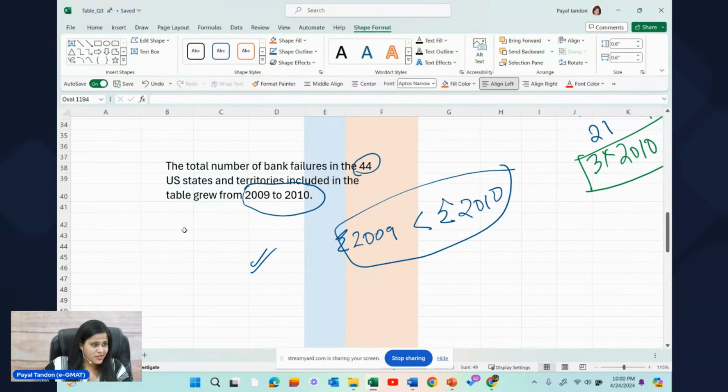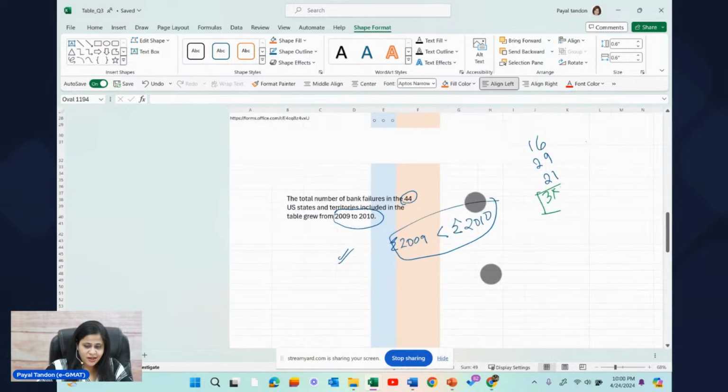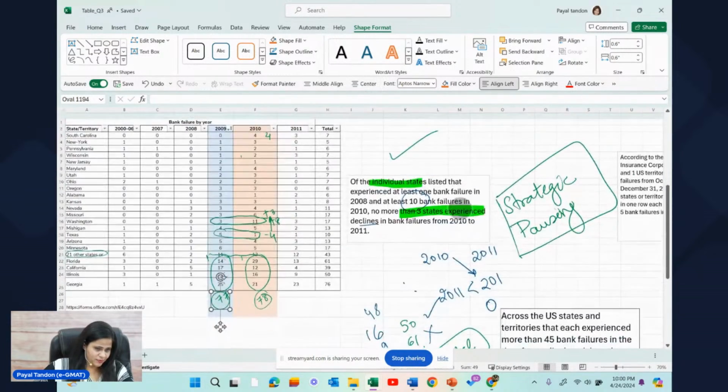Now, this question was definitely a time hog question. So you will need to spend the right amount of time in order to solve this one.